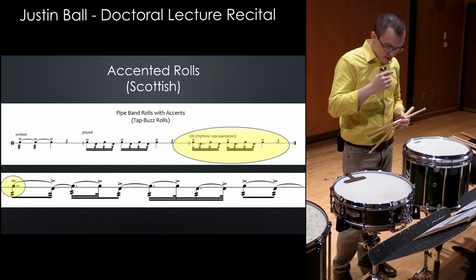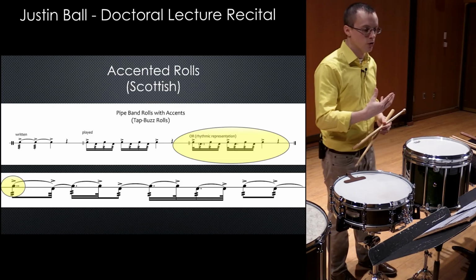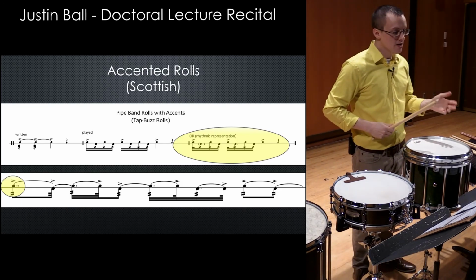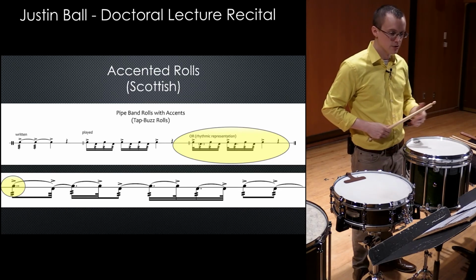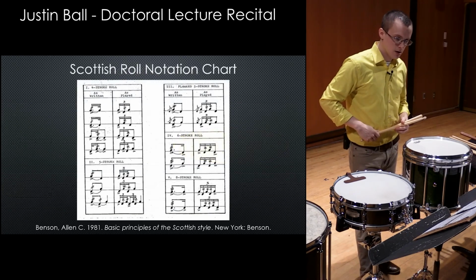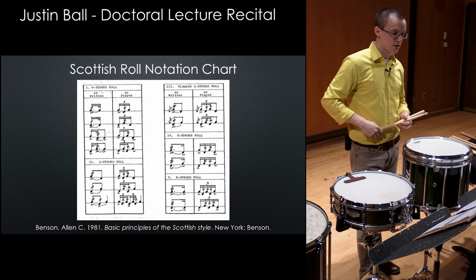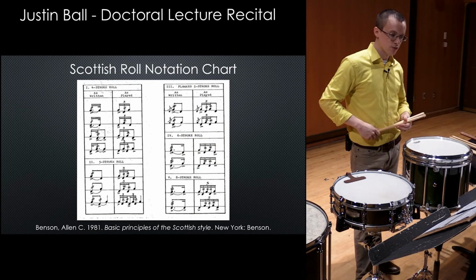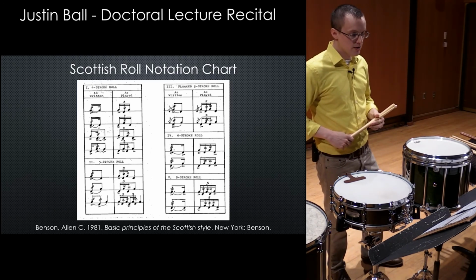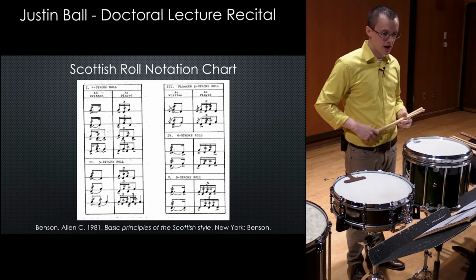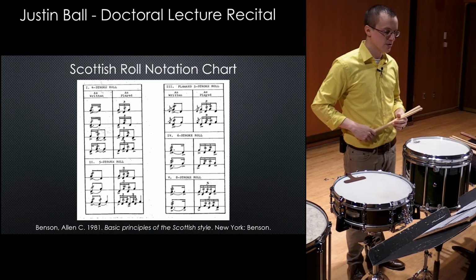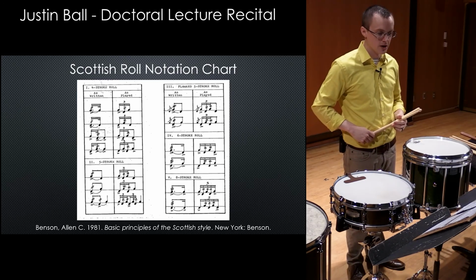Concerning the notation, the accent simply means that the roll begins with a single stroke or a tap, which leaves the amount of emphasis, or lack thereof, to the performer. This results in a much different roll notation style than what American rudimental drummers are accustomed to. The following is a roll chart found in the Basic Principles of the Scottish Style by Alan C. Benson. Here he illustrates both the written and played versions of the most basic accented roll combinations played in pipe bands.